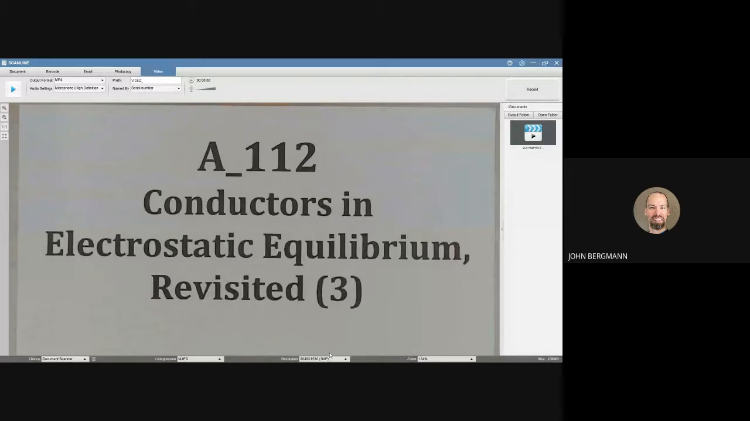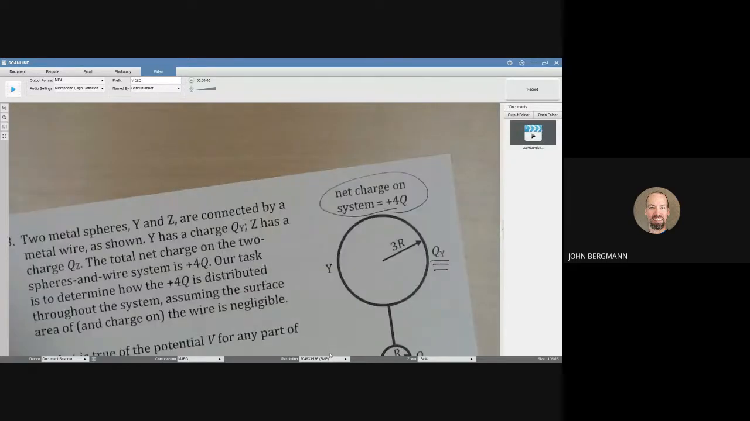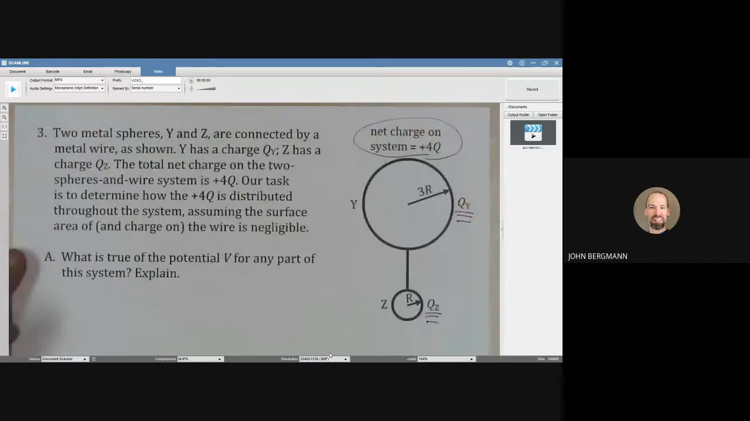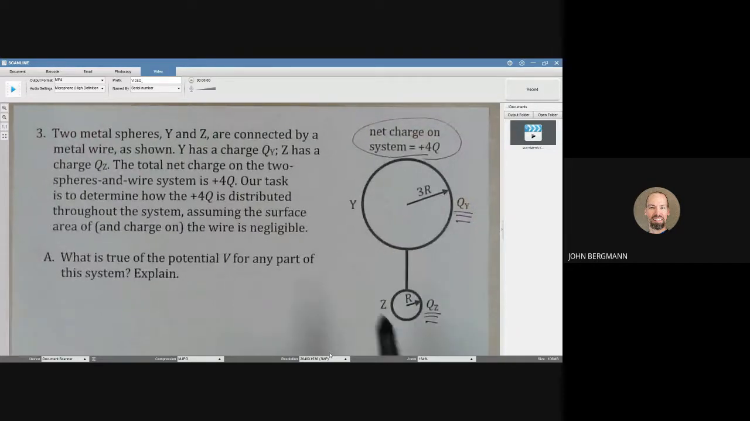Here we continue with electrostatic equilibrium. In this video, we're going to examine the case where we have two spherical conductors connected by a wire. You can see the dimensions of these spheres. This one has a radius of 3r. The one at the bottom here has a radius of r.